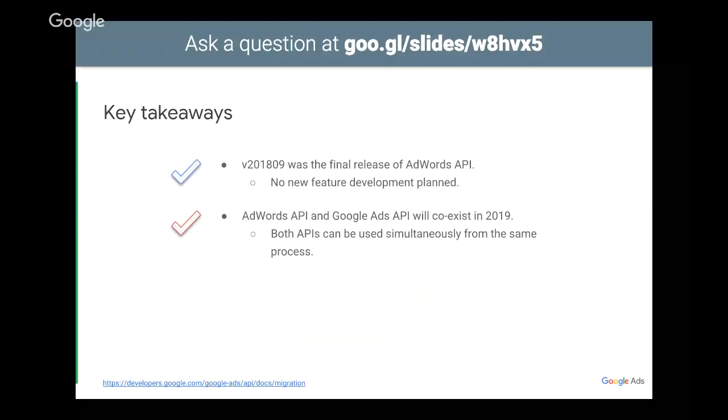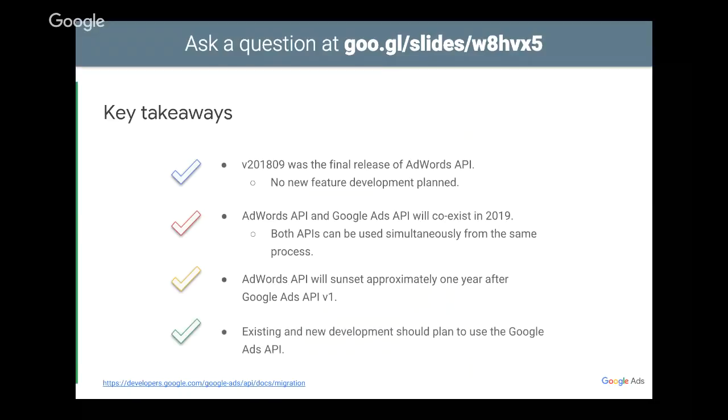In fact, this is how we expect most people to migrate to the Google Ads API: to do it in pieces. Adopt new features that you like, plan on migrating small units of functionality in your code. Don't do it all at once. Don't try to bite off an entire code base and migrate it at once. Take advantage of the fact that both of these things work side by side. And the AdWords API, like I said, will sunset approximately 1 year after the Google Ads API version 1.0 release in Q1 of 2019. And finally, existing and new development should plan to use the Google Ads API.